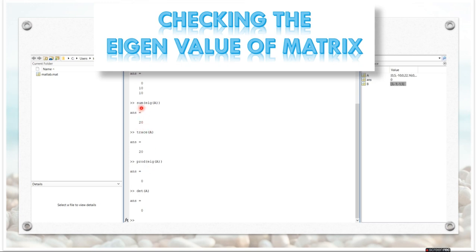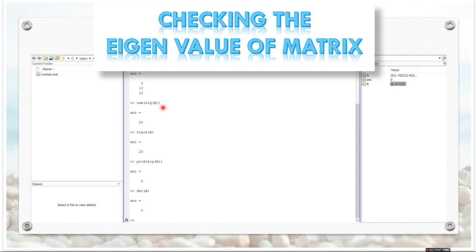Here we get 0 plus 10 plus 10, which gives us 20. The function is sum, and in between the parenthesis we write eig of A. Then if you press enter, you will see 20, that is 0 plus 10 plus 10. And the trace of matrix A is nothing but the sum of the main diagonal elements of the matrix. The function trace of A gives the answer 20. So we see that the eigenvalues of the given matrix are correct.